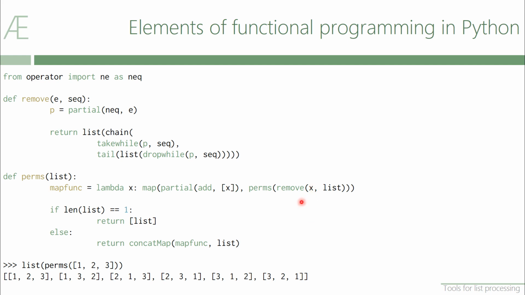Finally, we need an edge case. It's reasonable enough to stop once we have one element to make permutations of it, because we know in advance that the only possible permutation of one element is the element itself.